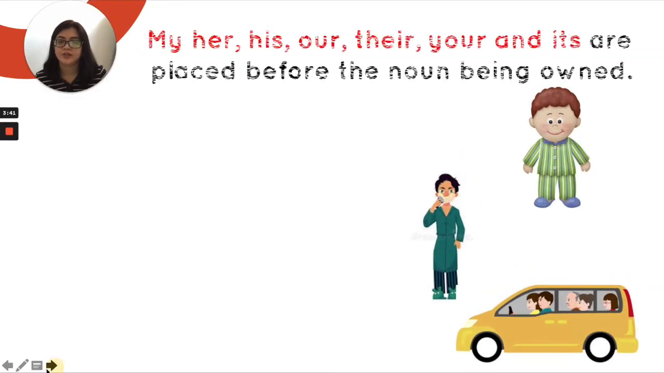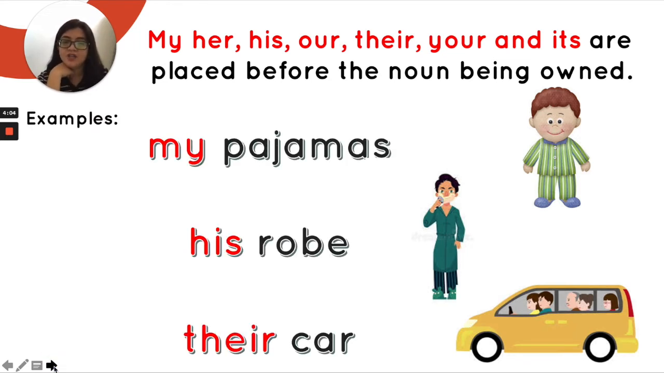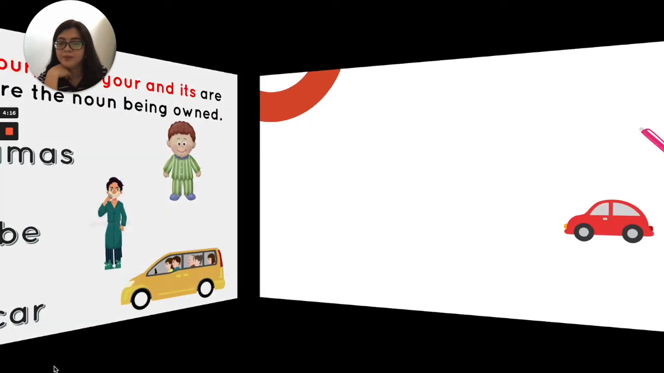So let's try to use the words. My, her, his, our, their, your, and its are placed before the noun being owned. So remember this, the words my, her, his, our, their, your, and its are placed before the noun being owned. So for example, my pajamas, his robe, their car, its tail. So it's usually written before the noun.